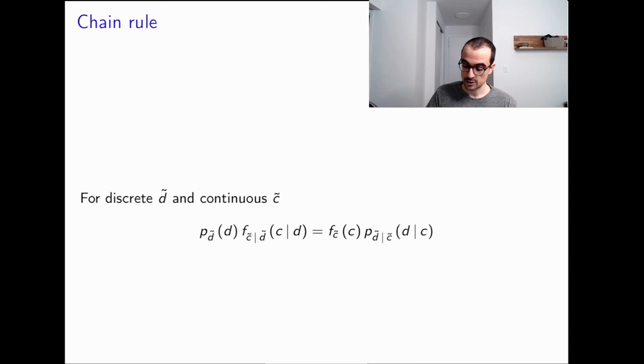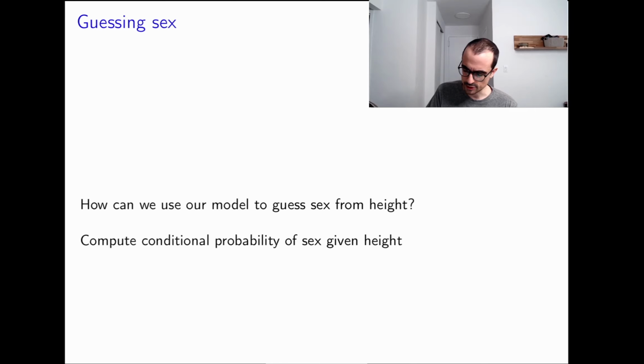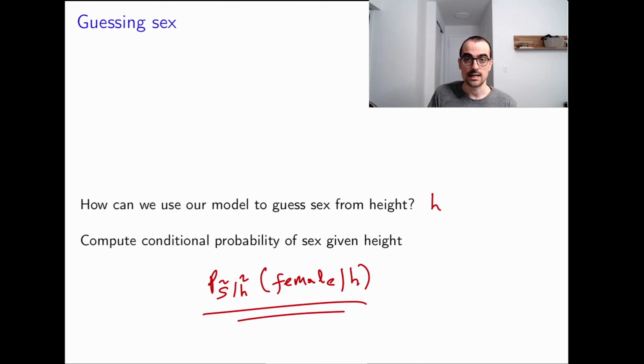Okay. So I'm going to just write it down. Imagine that the height is h. What you want is the probability, so the PMF of S, let's say female, given h. Okay, this is what we want to compute. We don't have this, but we can derive it, as we will see in a moment.